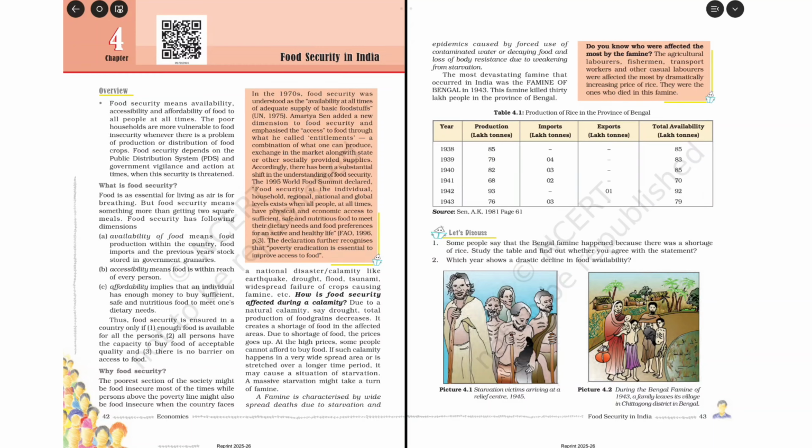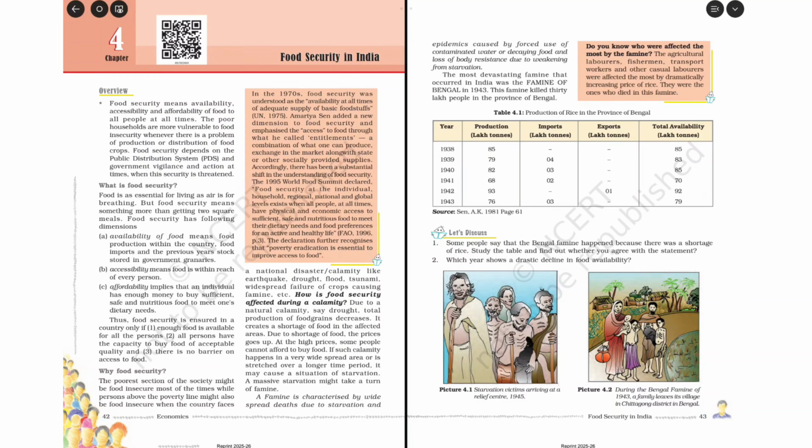The 1995 World Food Summit declared, food security at the individual, household, regional, national, and global levels exists when all people at all times have physical and economic access to sufficient, safe, and nutritious food to meet their dietary needs and food preferences for an active and healthy life." FAO 1996, page 3. The declaration further recognizes that poverty eradication is essential to improve access to food. End quote. Okay, so Amartya Sen's concept of entitlements, this is huge.